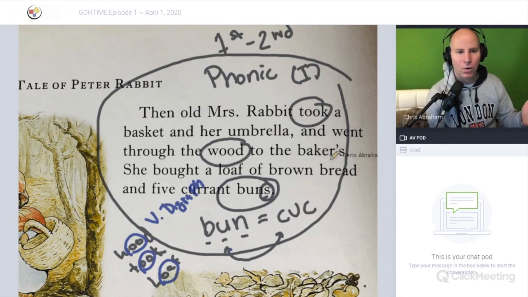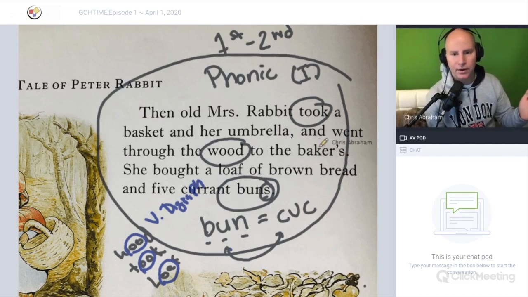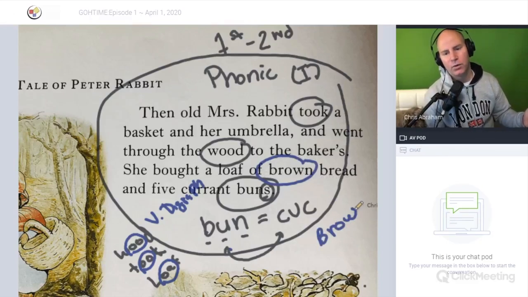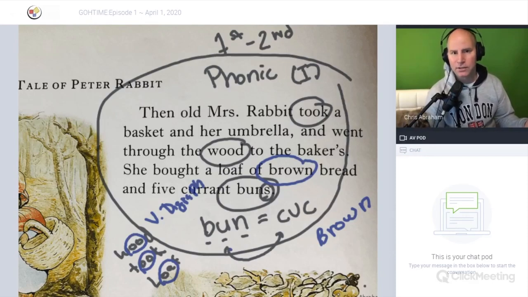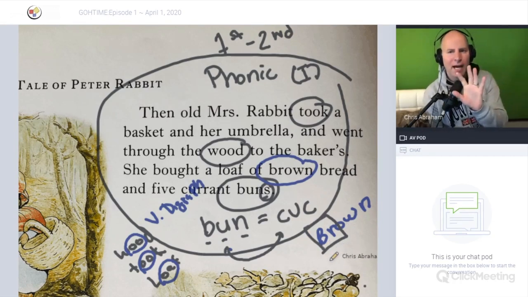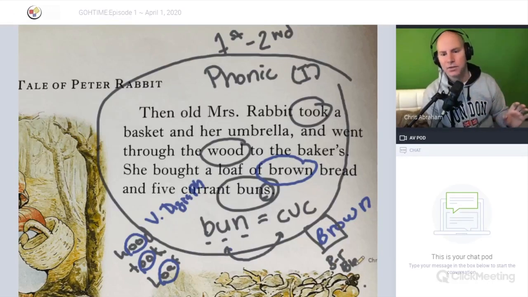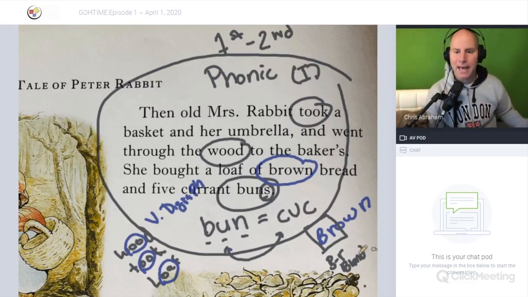Or we could go to other words here. I'm going to do brown. Oh, this is a good one here. Brown. What's going on with brown? It's got several things going on, but what's this called? The br, two sounds. They're blended together. The br is a what? Yes, this is a blend. Let's think about that. Brown has a blend.